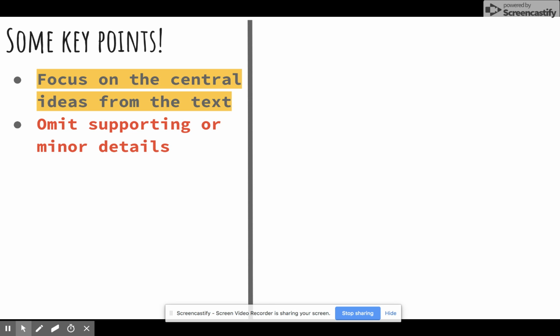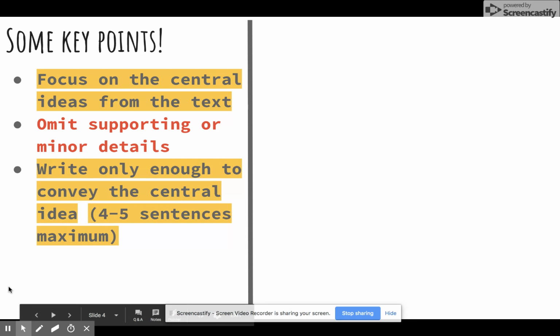Sometimes we get a lot of information and it shows us that there's something important or interesting. However, we need to make sure that you're sticking straight to the facts and avoiding any fluff. Write only enough to convey the central idea. We're not looking for quantity here. We are looking for quality. 4 to 5 sentences maximum is generally what we're going for.